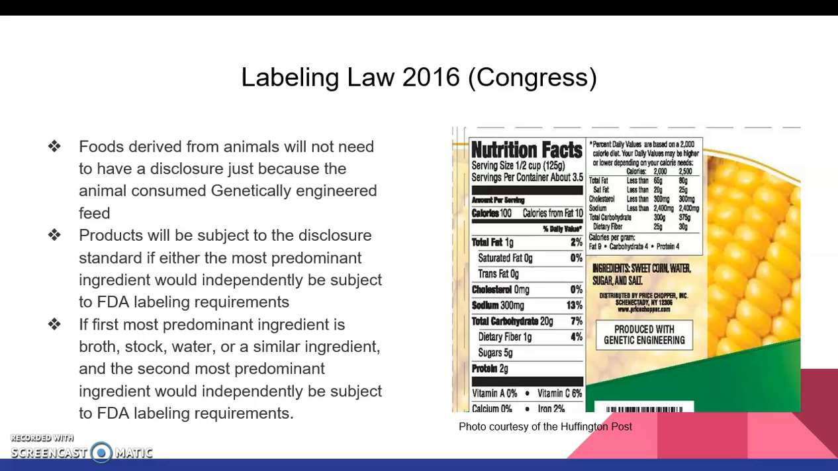In addition, products that contain broth, stock, or water, or a similar ingredient as the second most predominant ingredient would independently be subject to labeling requirements, which means that if the main ingredient held in these products is genetically modified, it must be disclosed to the public.